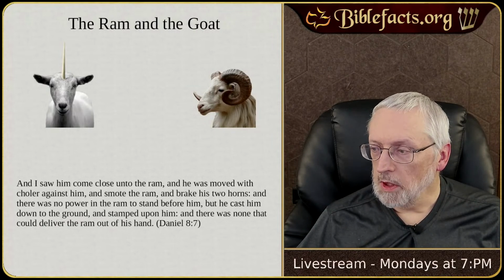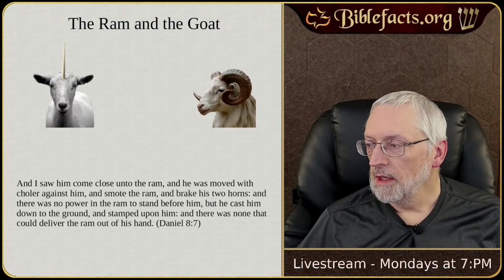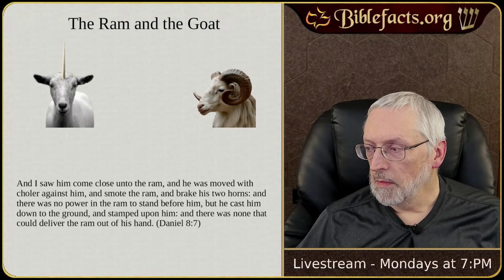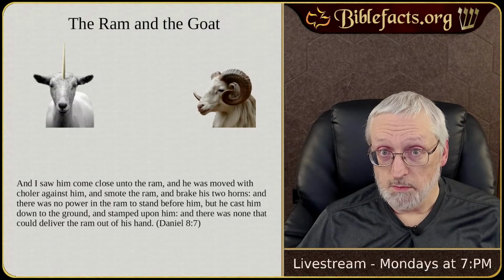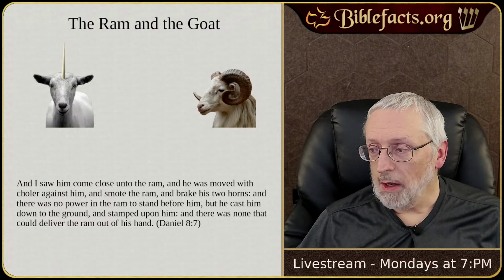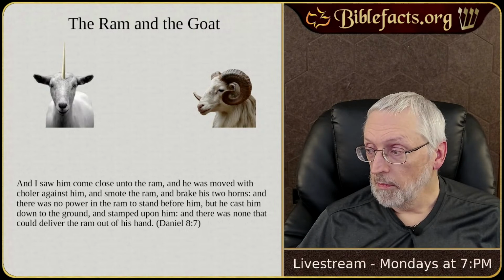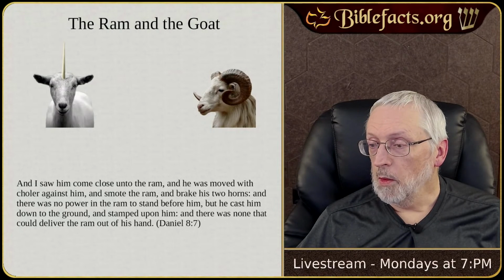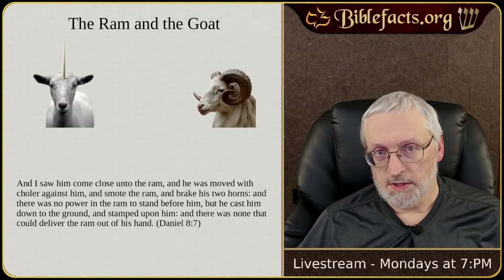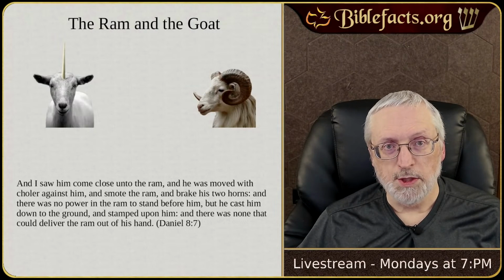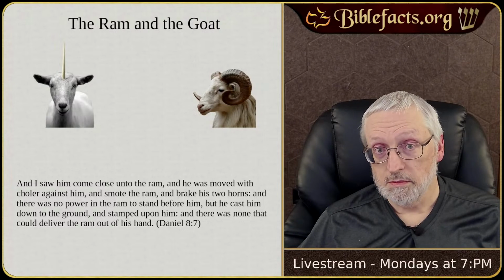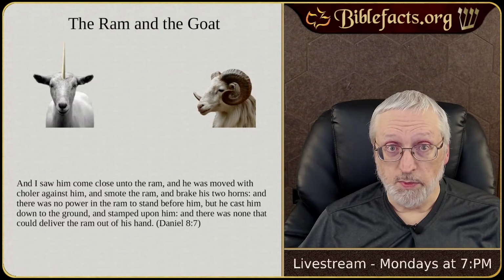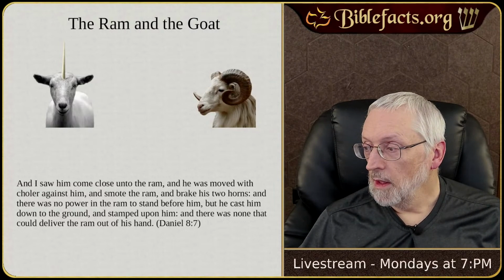It says, and I saw him come close to the ram, verse 7. He was moved with choler, that means extreme anger, against him. He smote the ram and broke its 2 horns, both horns, Medes and Persians, and there was no power in the ram to stand before him. And he cast him to the ground and stomped upon him, and there was none who could deliver the ram out of his hand. Whereas, a few generations back, no one could deliver anyone out of the ram's power. Now nobody can deliver anyone, including the ram, out of the goat's power. So that's what we're seeing.